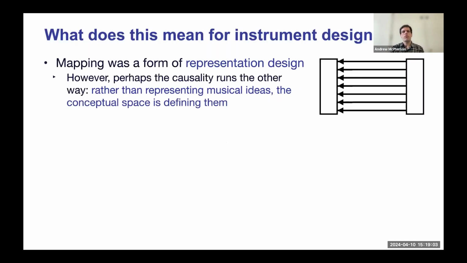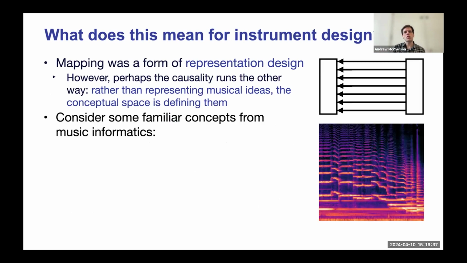Now, what does that mean for instrument design? My suggestion is that mapping, as classically constituted, has often been treated as a form of representation design, wherein we construct stable representations of music, or things that we believe to be stably representative of it, and then attempt to use those as control parameters. But maybe the causality runs the other way around. Maybe rather than representing musical ideas, our very conceptual space and the way we treat it is bringing those musical ideas into existence. To put a more specific point on it, let's turn to the realm of music informatics.